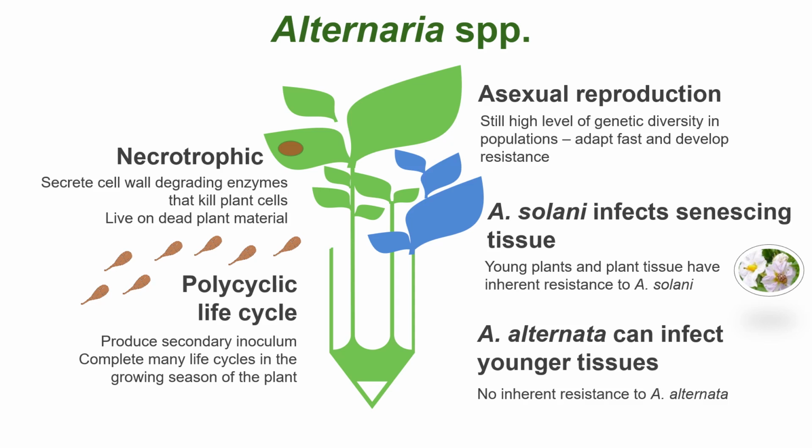Alternaria alternata and many other small-spored Alternaria species, on the other hand, can infect younger tissues. This is why we often see the symptoms of mulrus early in the season, a couple of weeks after emergence, if the environmental conditions are favorable. The plant does not have inherent resistance to Alternaria alternata and other small-spored species.